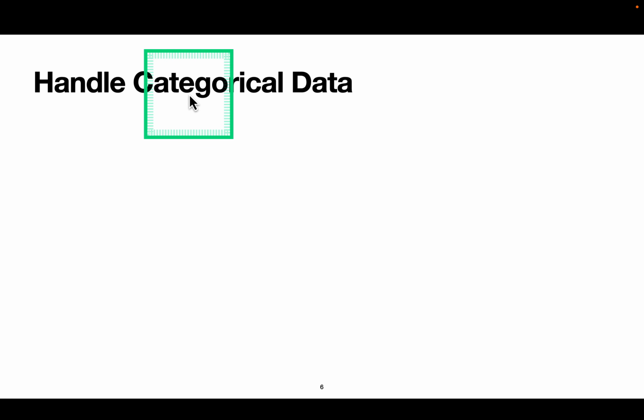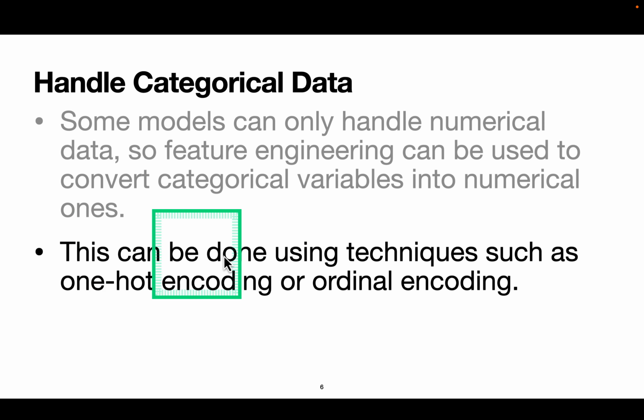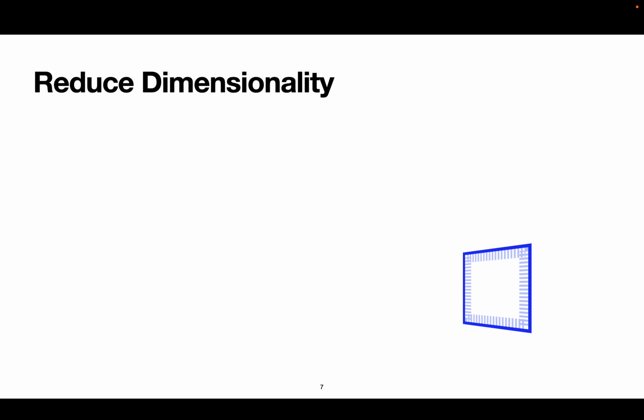Next, handle categorical data. Some models can only handle numerical data, so feature engineering can be used to convert categorical variables into numerical ones. This can be done using techniques such as one-hot encoding or ordinal encoding. Ordinal means to be about order or the sequence. For example, shirt size, small, medium, large, so that can be encoded using ordinal encoding.